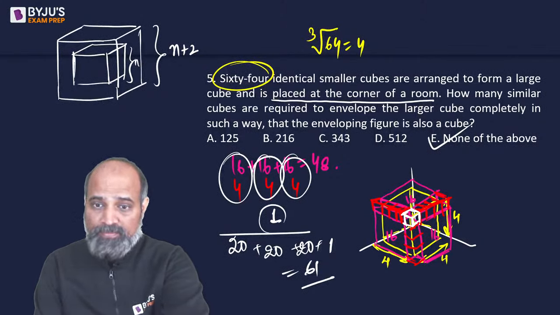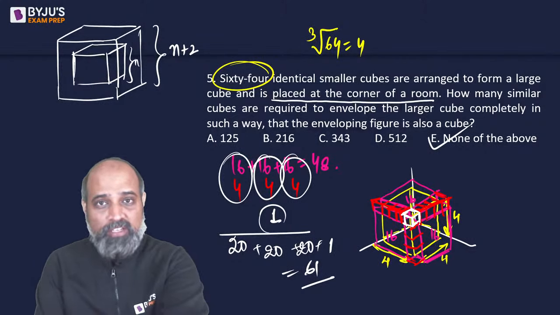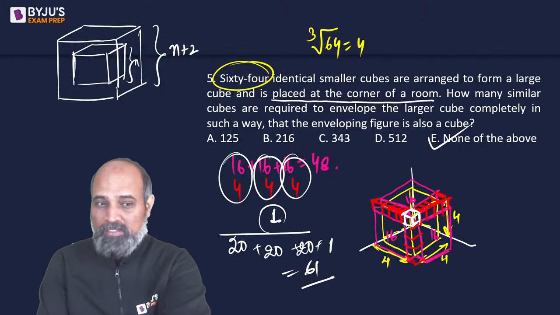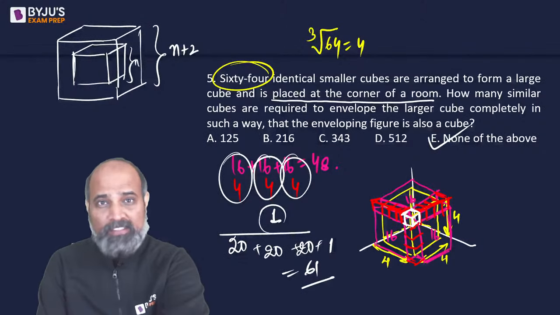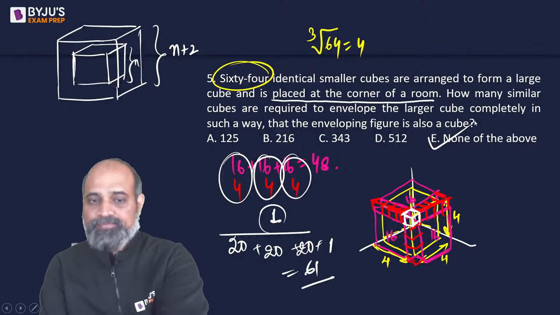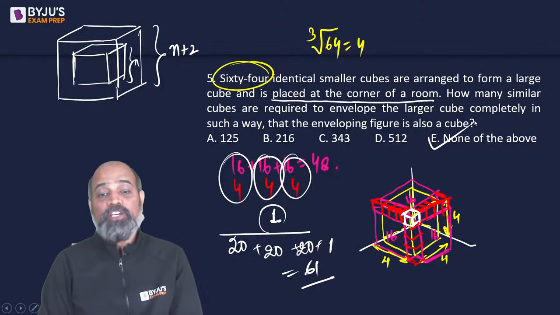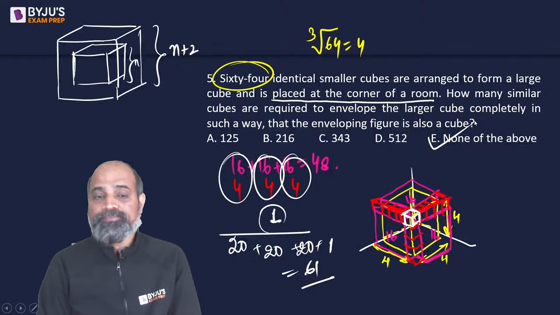Rahul, even if your option was the right one, none of the above, even though your answer value was wrong, the answer option will still be right. Right, Chetan? It's going to be E, none of the above. 61 is what we require. Okay.